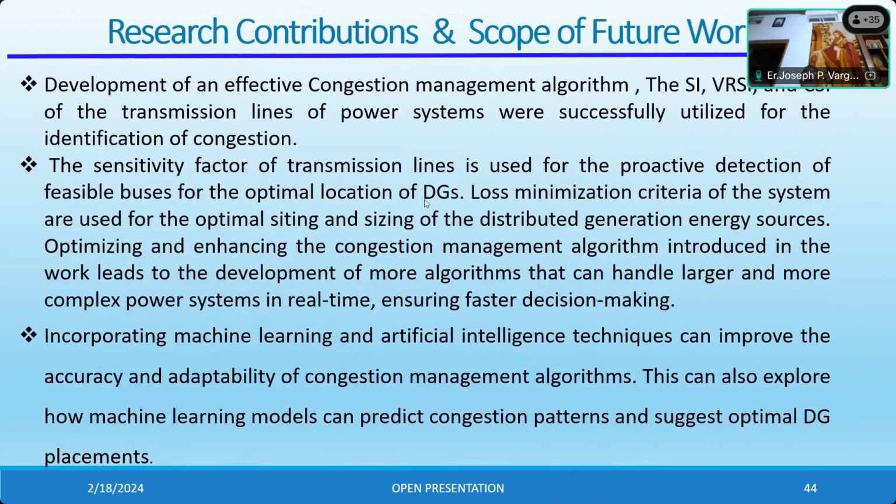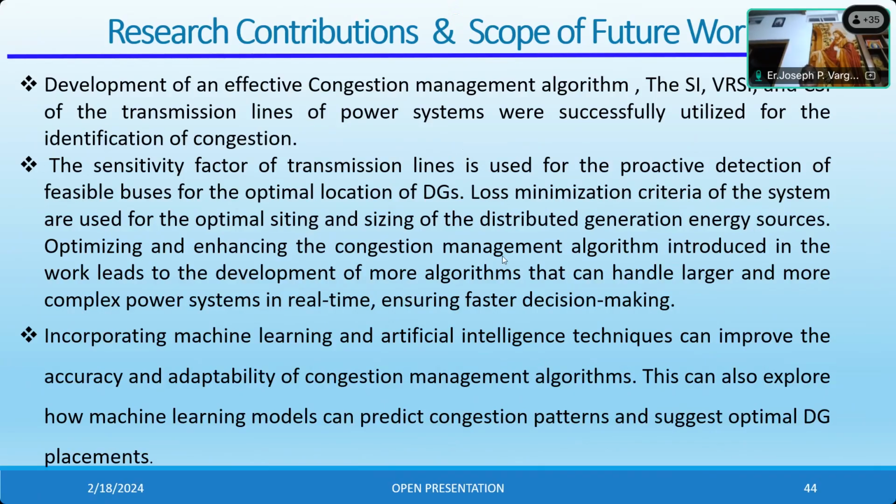The contributions and scope of the future work: we have developed an algorithm for effective congestion management. In the transmission lines of the power system, the severity index and the sensitivity factor have been utilized very effectively for the identification of congestion and placement of DGs. The sensitivity factor of the transmission line is used for the proactive determination of feasible buses for the optimal location of DGs. Loss minimization criteria are used for the optimal siting and sizing of the distributed generation energy sources.